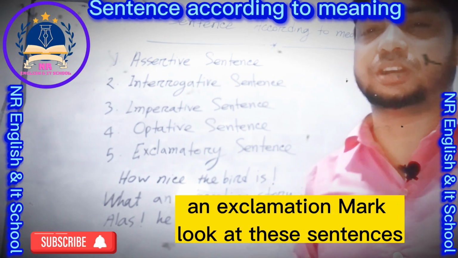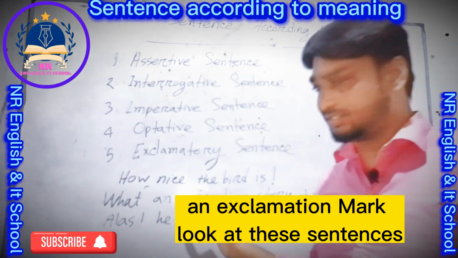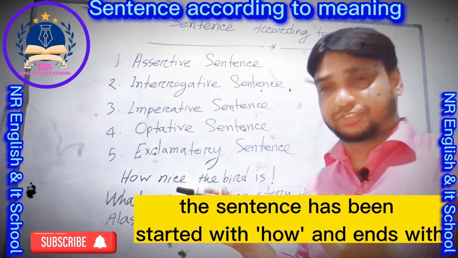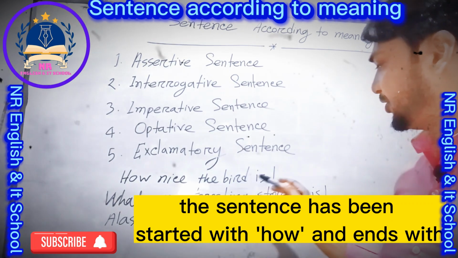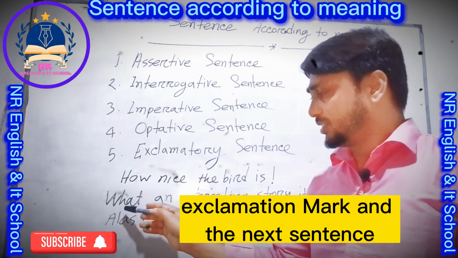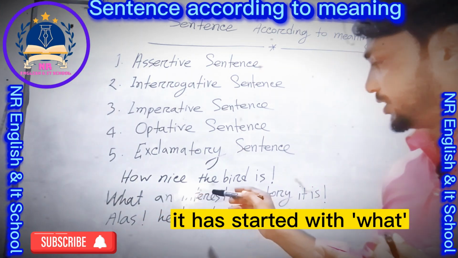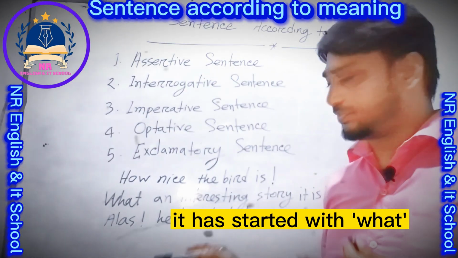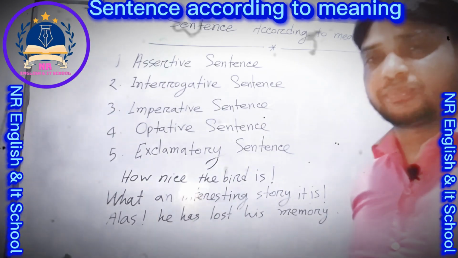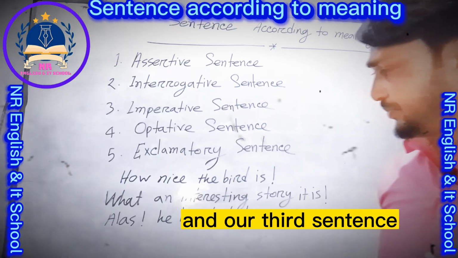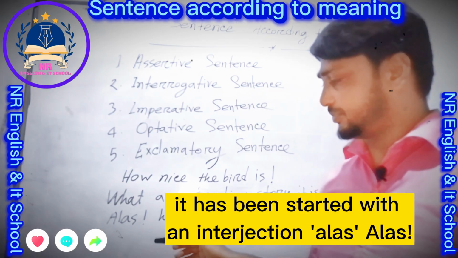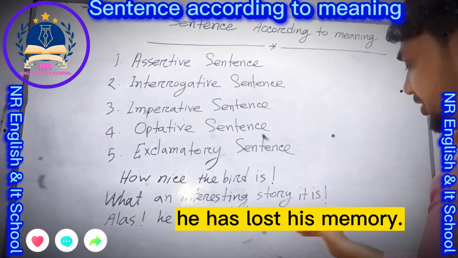Look at these sentences. How nice the bird is. Here the sentence has started with how and ends with an exclamation mark. And the next sentence has started with what and ends with an exclamation mark. And our third sentence has started with an interjection, alas. Alas, he has lost his memory.